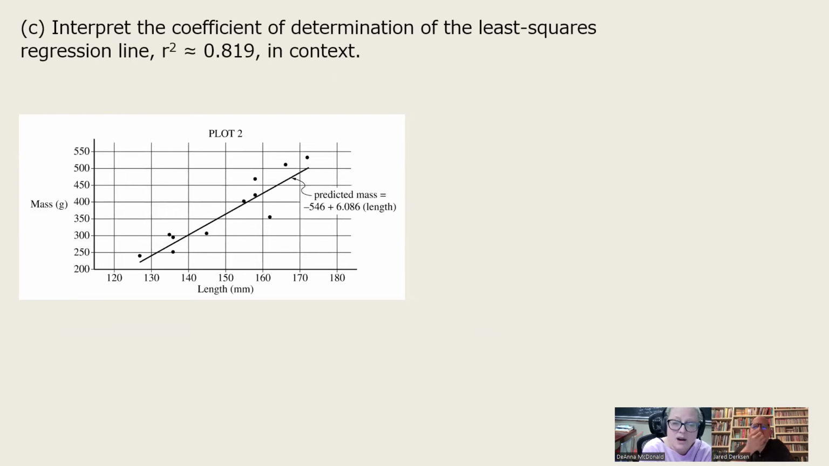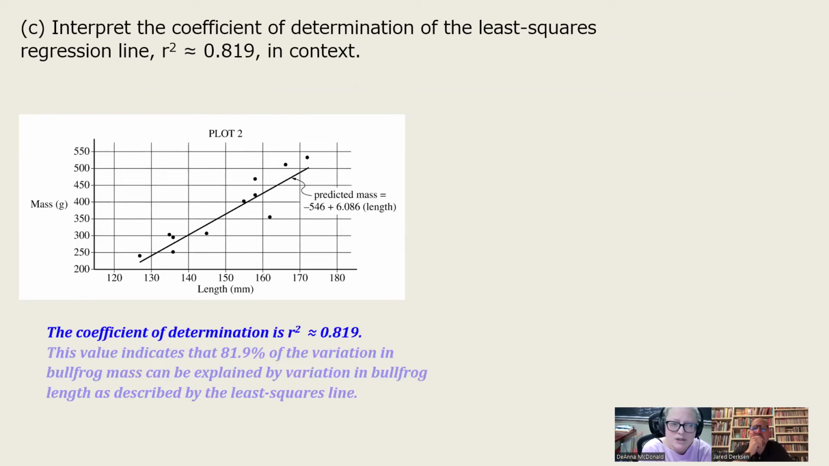So now we're given the R squared value and they're naming it as the coefficient of determination. And I want to interpret it in context. So the coefficient of determination is 0.819. And here's what we're going to do. That value indicates that 81.9% of the variation in the mass of the bullfrogs can be explained by the variation in bullfrog length as described by that line. And so I've got all the parts in there, the variation in here, the variation in here, and the fact that we're connecting it to a least squared regression line.